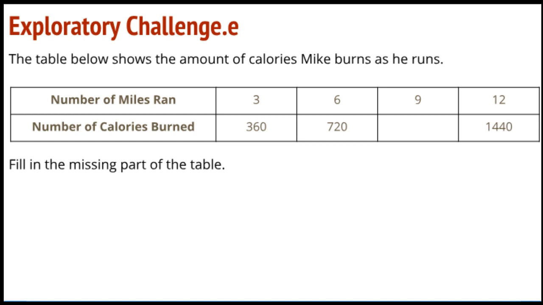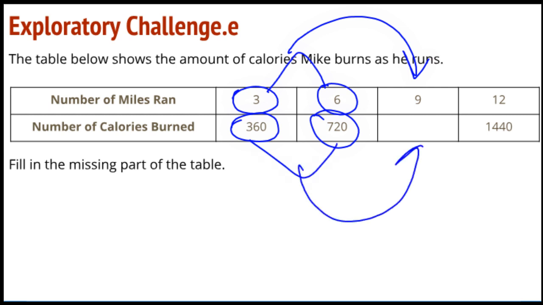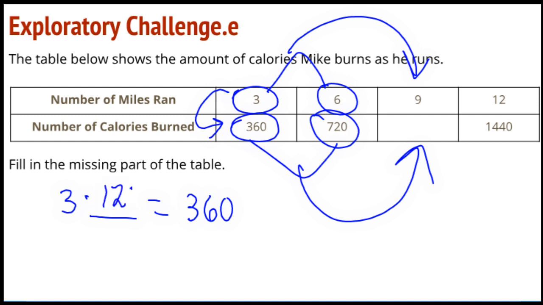All right, the table below shows the amount of calories Mike burns as he runs, and I need to fill in the missing part of the table, so I need to find out exactly how we're scaling here. And I see that I've got a 3 and a 6, and if I combine those together, I get a 9. So if I combine these together, I should get the missing value for 9. But another way to look at it would be the scaling. What are we multiplying the 3 by to get 360? And I'm pretty sure it's 120.